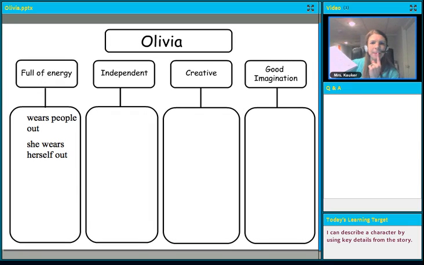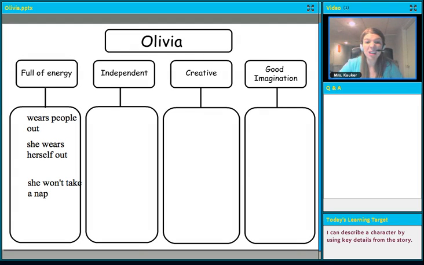Well, I do remember that her mom always wanted her to take a nap, but she didn't like taking a nap, so that would mean she has energy. Let me see if that would be some textual evidence. It says, every day Olivia is supposed to take a nap. It's time for your you-know-what, her mother says. But of course, Olivia is not sleepy. So she won't take a nap. That's some more textual evidence that she's full of energy. She won't take a nap.